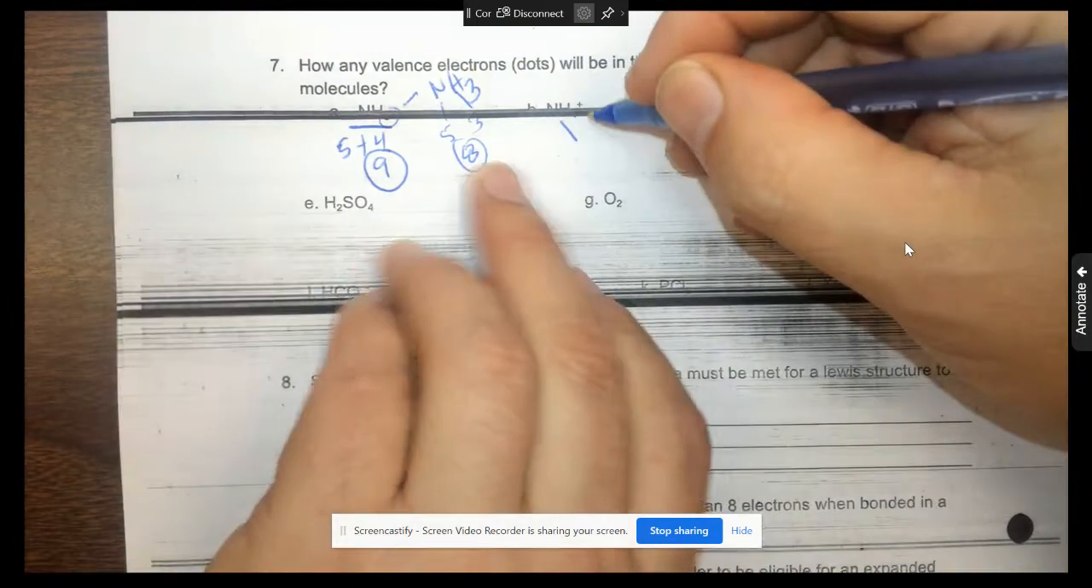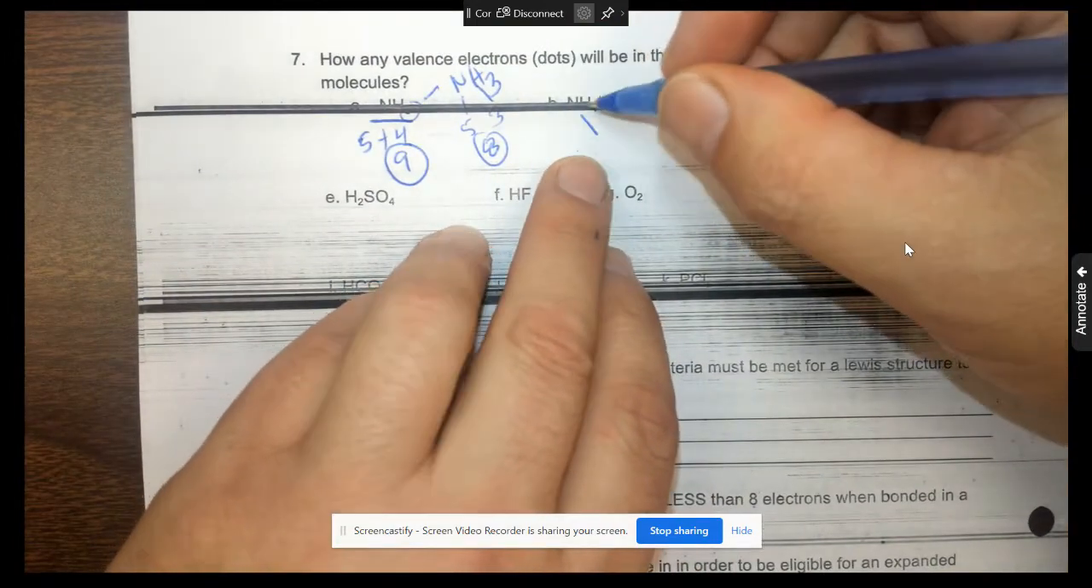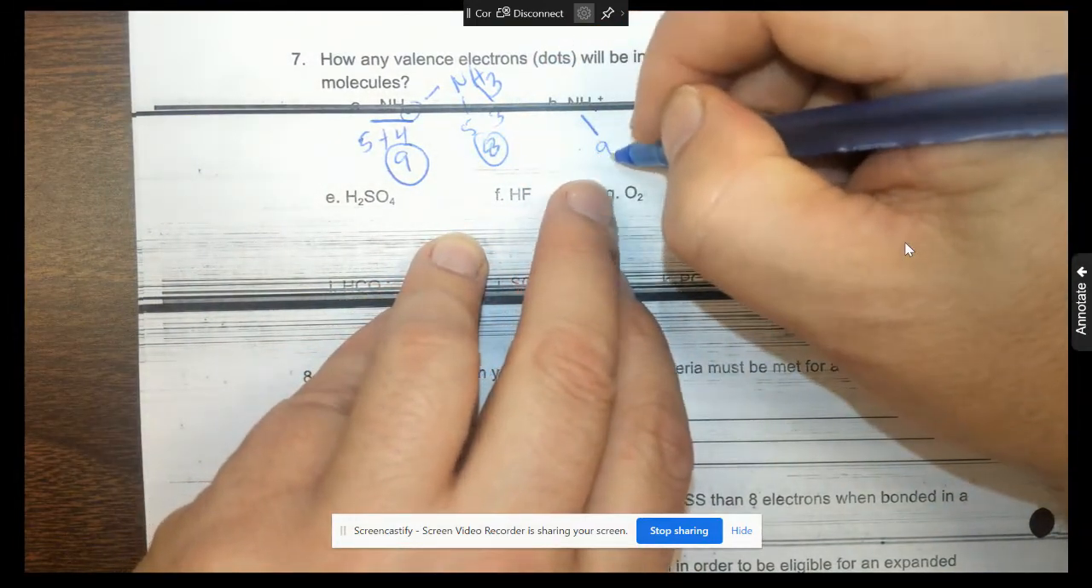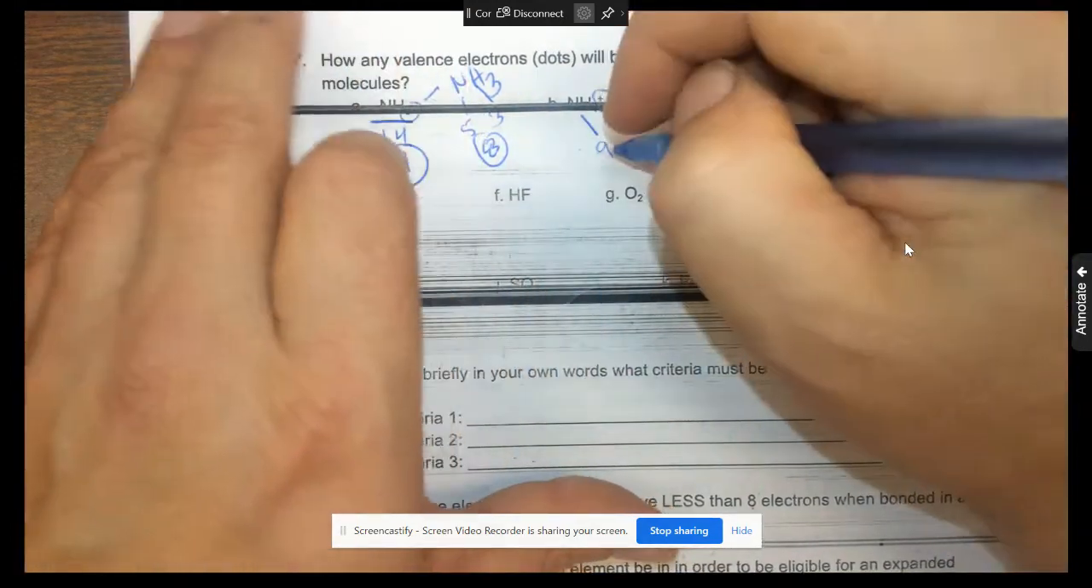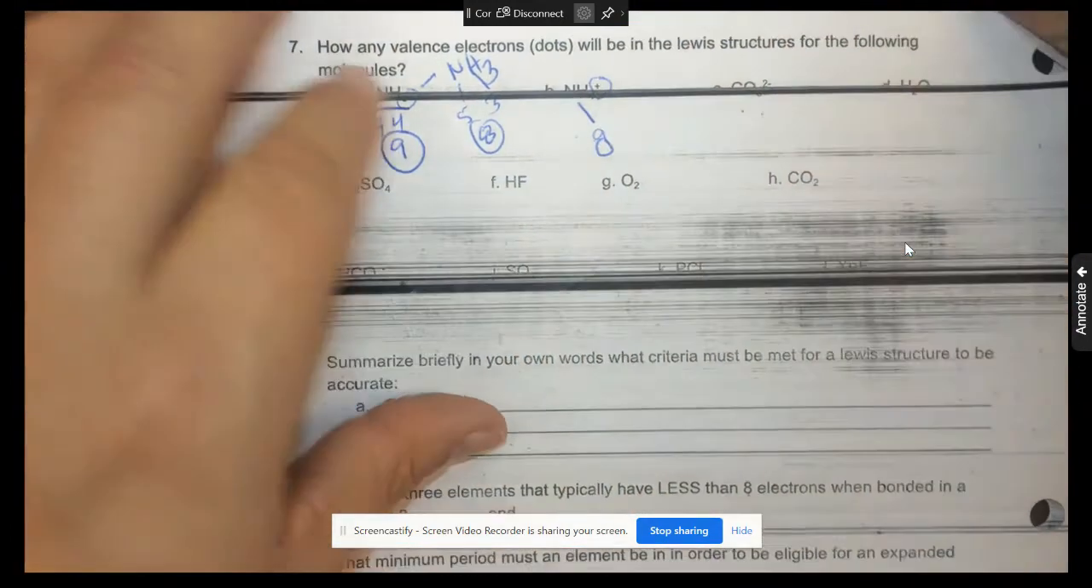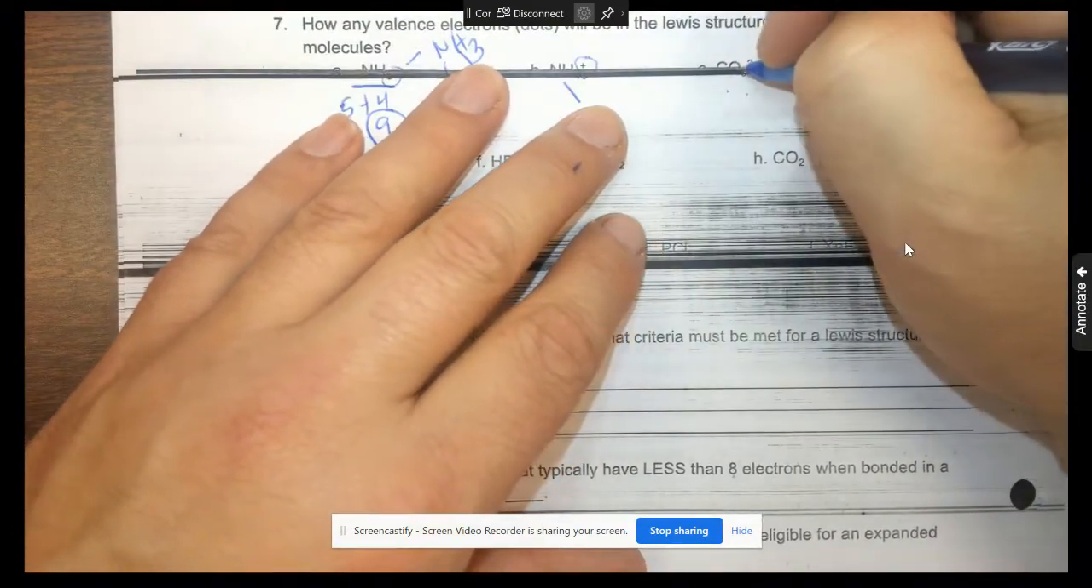How about here? NH4 plus. Well, NH4 would have 9. The fact that it's carrying a +1 charge means it lost 1. So this would only have 8 electrons. I know it's hard to see.